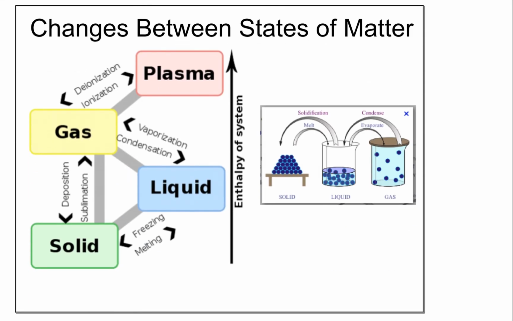For the second half of this video, let's focus on changes between the states of matter. Looking on the left, you see the enthalpy, or the energy, of the system. Notice that solids have the least energy, liquids a little bit more, gases a little bit more, and then if you were to ionize a gas and turn it into a plasma, that would have the most. Keep this graph in mind, as it will help us remind ourselves whether energy is needed or energy is released in these different phase changes.